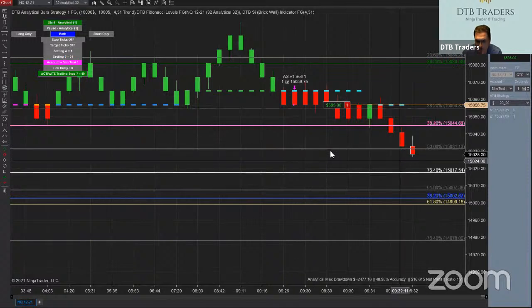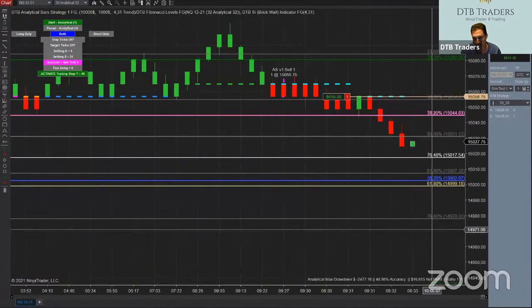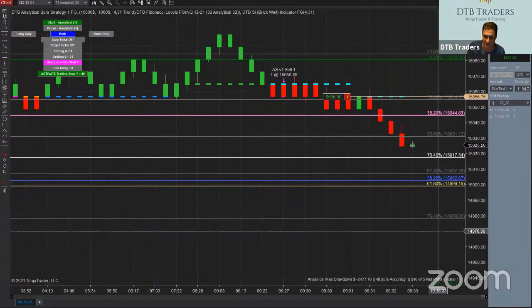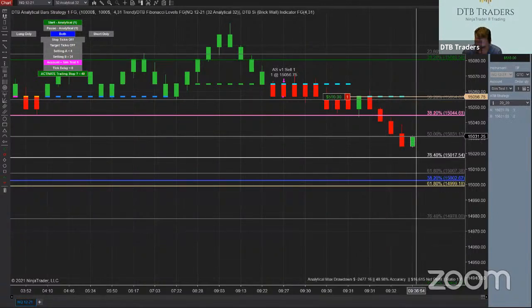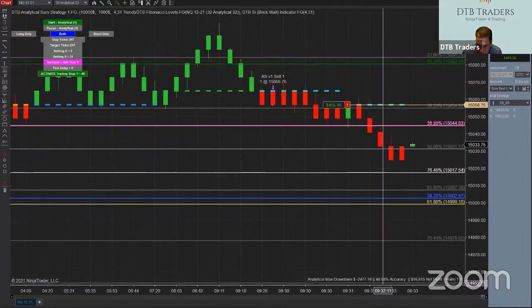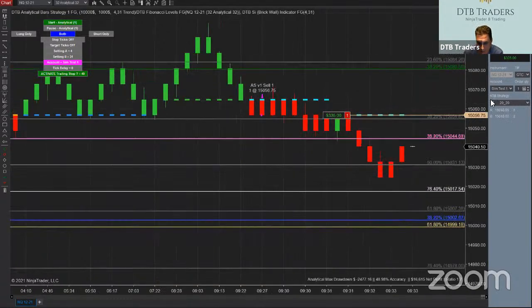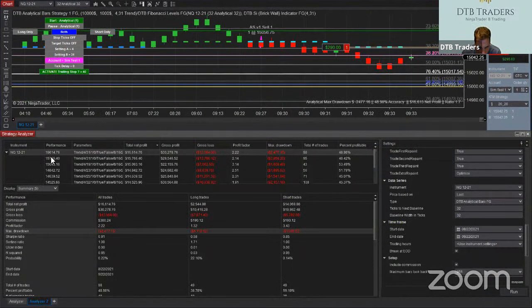Just on the last month's worth of data, these settings have given the best results. As you can see, like the 16,600 with a 48.98% accuracy rate with a 2,477 drawdown. That is what this strategy has basically done over the last month's worth of data, which is only about 20 trading days or 18 trading days, however many that is. So that is the benefit of using the analyzer. It's giving you the highest probability of success.